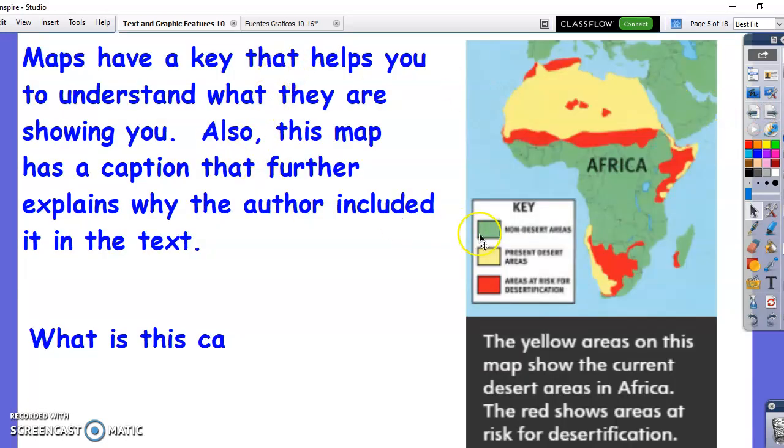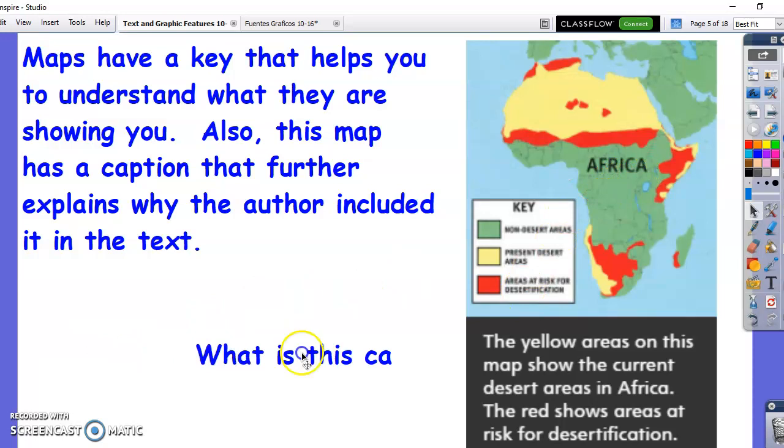Maps. Maps have a key. This key helps you understand what's being shown in the map. Also this map has a caption, and the caption explains further what's being shown in the key by saying the yellow areas on this map show the current desert areas in Africa. The red shows areas that are at risk for desertification, or they're at risk of being turned into deserts, probably due to deforestation, or just dry weather patterns.